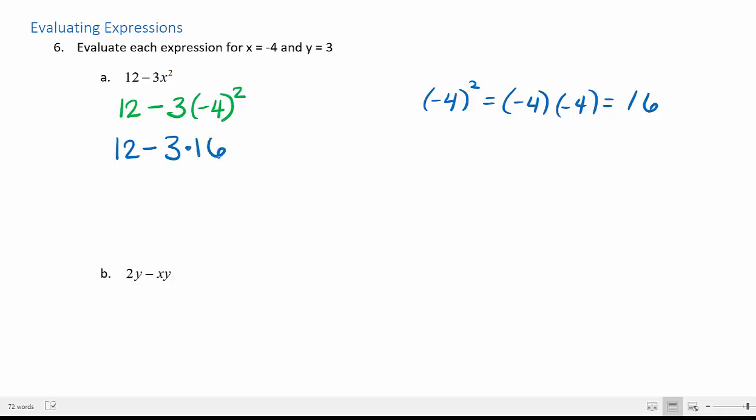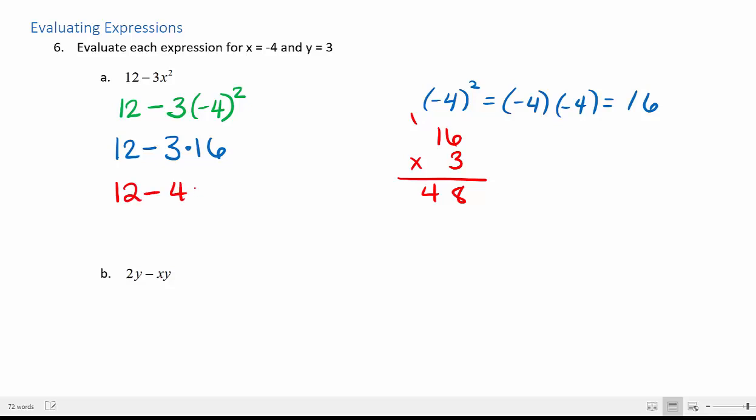Notice when I'm doing order of operation problems, I actually rewrite the entire problem every time I do some math, and that helps me keep track of things, especially when the problems start to get a little bit more complicated. Okay, so now I have to multiply before I can subtract, so I have to figure out what is 16 times 3. 6 times 3 is 18. 3 times 1 is 3, plus 1 is 4, so 48.